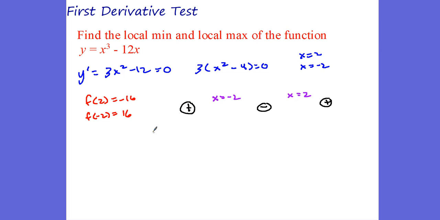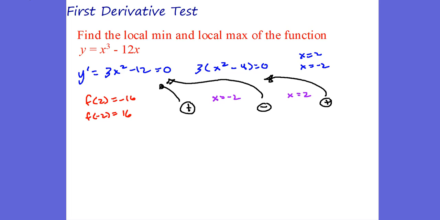So you see how all I did was find my critical values of x is equal to negative 2, x is equal to positive 2. I plugged numbers into that derivative, and I found that this number would be positive, this number would be negative, and this number would be positive.